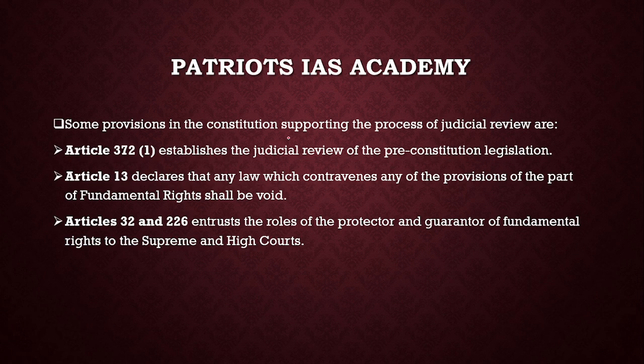Some provisions in the Constitution supporting the process of judicial review. Article 372(1) established judicial review of the pre-constitutional legislation. Article 13 declares that any law which contravenes any of the provisions of the part on fundamental rights shall be void. Articles 32 and 226 enshrine the roles of protector and guarantor of fundamental rights of the Supreme Court and High Court. Article 13, 32 and 226. Very important.